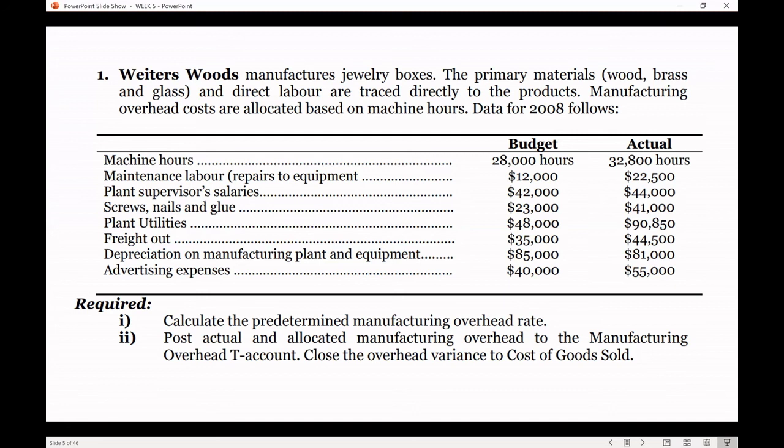So remember what I said, because your actual is known at the end of production, and what you do with your overhead absorption is to tabulate an allocated or a budgeted figure. At the end of the day, you're going to have a discrepancy, a difference, and that's your variance, right? But your variance doesn't stay there. You have to close it out. And here it tells us that we close the variance to cost of goods sold. So let's get into that.